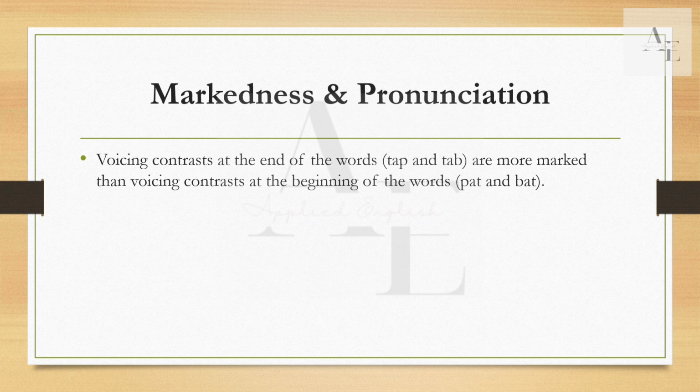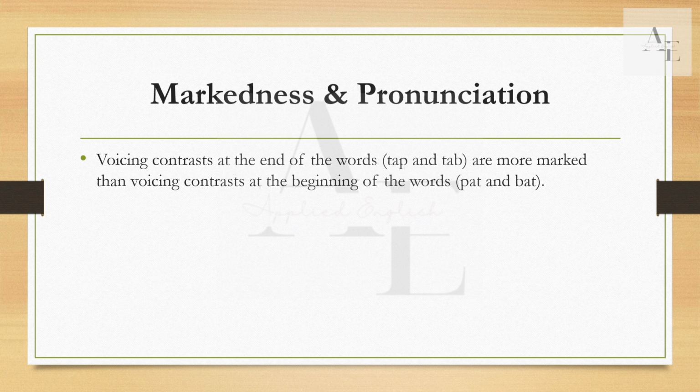So when the difference in voicing is at the end of the word, it's considered more marked, like tab and tap. It's less frequent, less natural. But when the voicing contrast is at the beginning of the word, like pat and bat, it's more natural and more frequent. So we said that when it's more frequent or more natural, it will be easier.